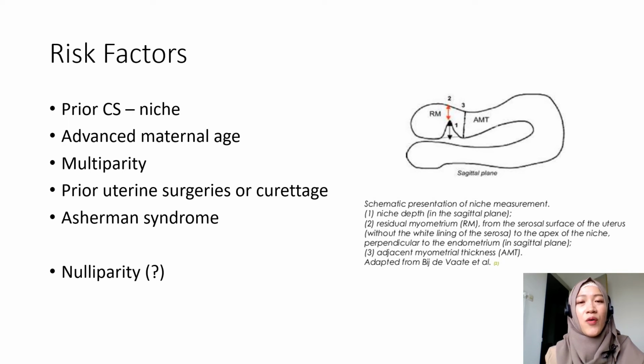Now the question is about nulliparity. Multiparity is reasonable because there is a history of cesarean section or history of uterine surgeries, curettage. But how about nulliparity? This is still in debate, and we have to search more about the reason why PAS disorder can be found in nulliparity too.